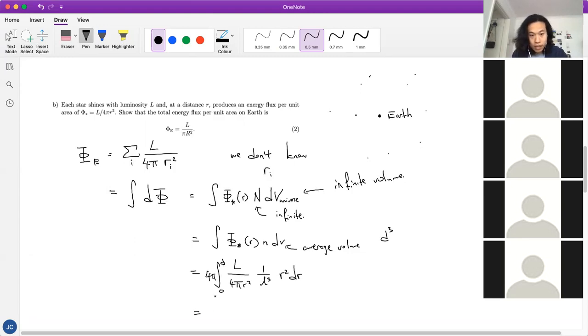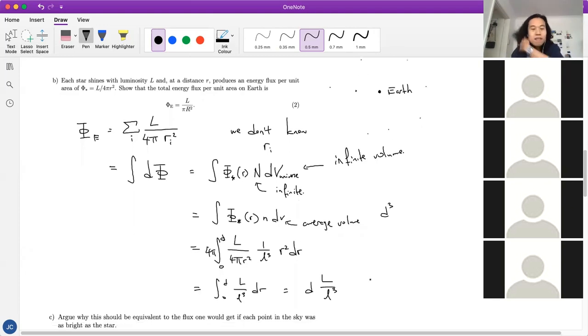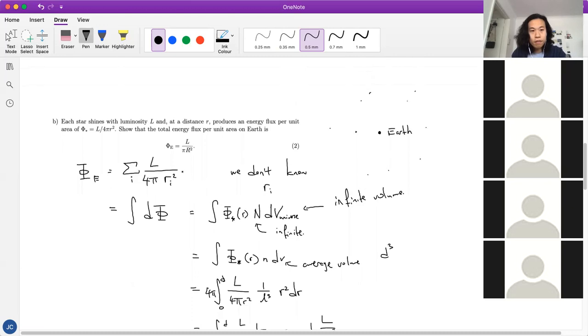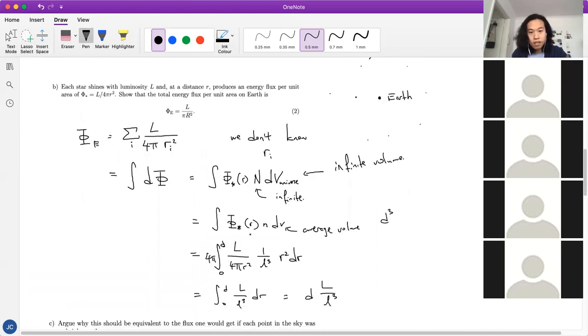Okay, then this is pretty easy because almost everything cancels out. You just get the integral from 0 to d of L over d cubed, dr. These don't depend on r, so it's just d times L over d cubed. Then we sub in the definition we had for d previously, so this equals d cubed over pi r squared, times L over d cubed, and that equals L over pi r squared. And that's what we want.